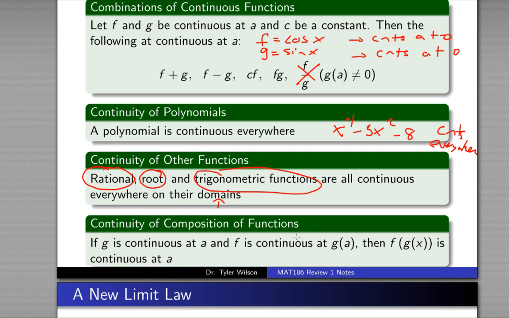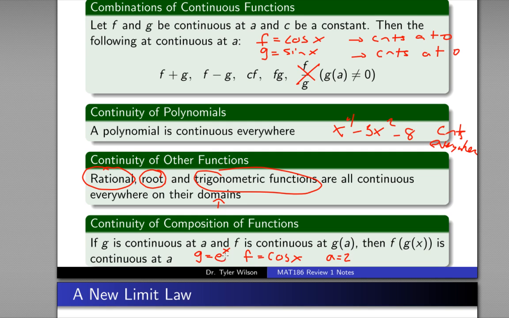Finally, if I put a function inside of another function, so say I have this function g of x, and I have a function f of x, and I know that g of x is continuous at a point a, and f of x is continuous at g of a, then f of g of x is continuous at a. So for example, say g is equal to e to the power of x, and f is equal to cos x. Let's just say a is equal to 2. So g of x, which is just the exponential function, is continuous at 2.